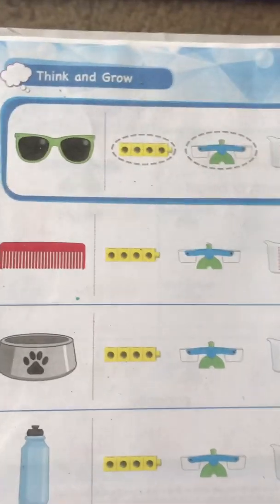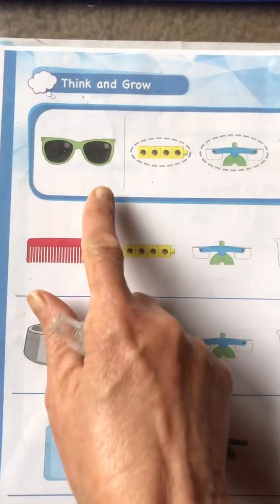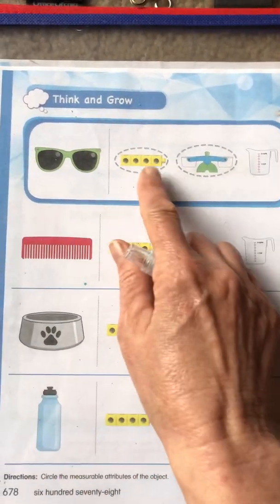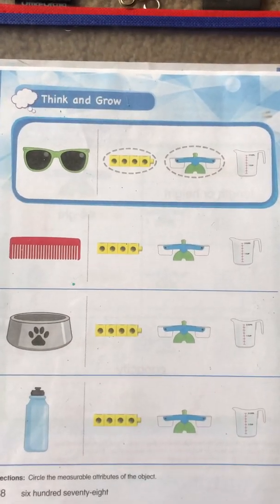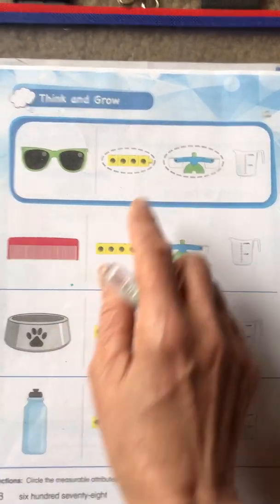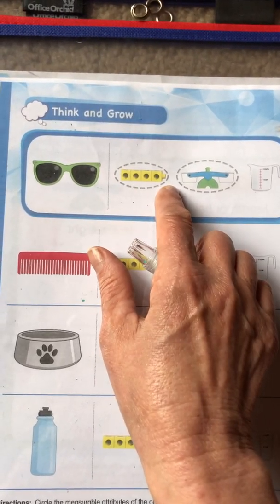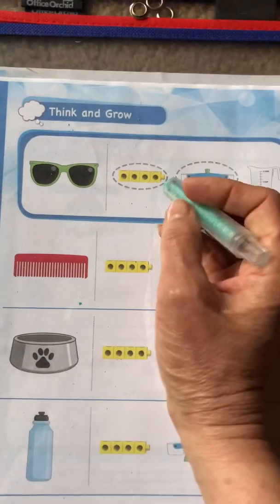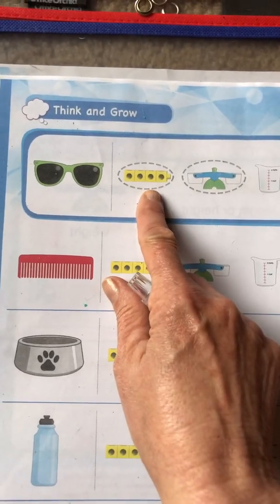All right, flip your paper over. Let's take a look. We have our glasses here, and we want to tell the different ways that we could measure it, okay? Could we use some cubes to measure how long or tall the glasses are? Yes. So circle the cubes, okay, the 10 bar.